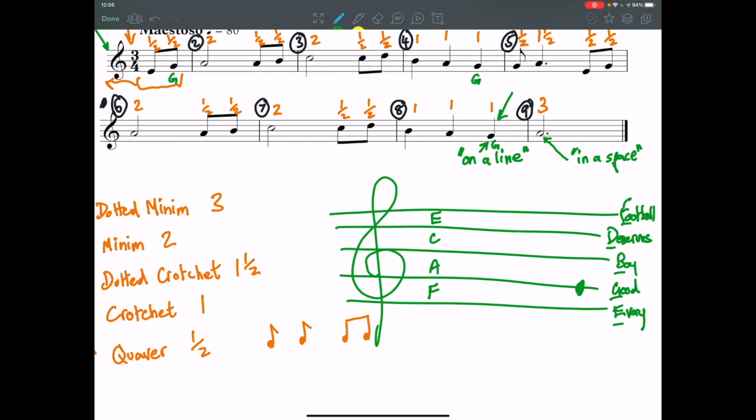A G there. A lot of people always ask me, what about if the note's upside down? Well, it just makes it a little bit easier to read. It doesn't change the pitch or the rhythm. So don't worry about that too much for the moment. So there's all the G's.